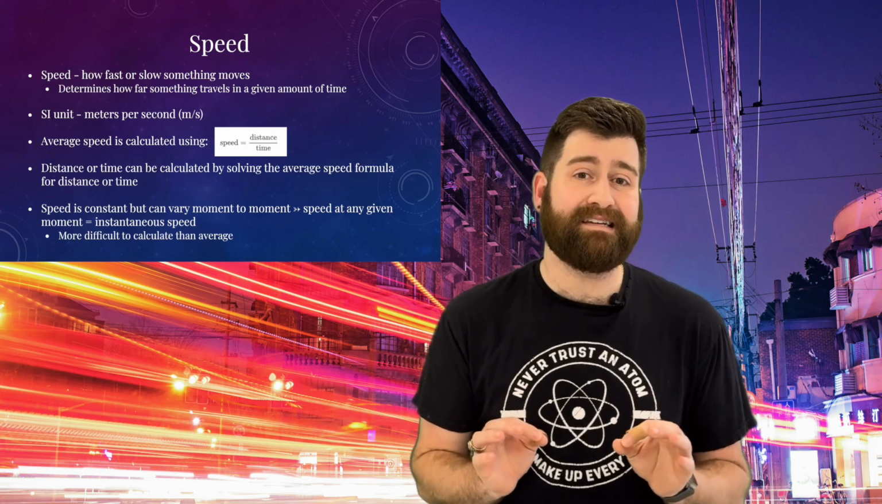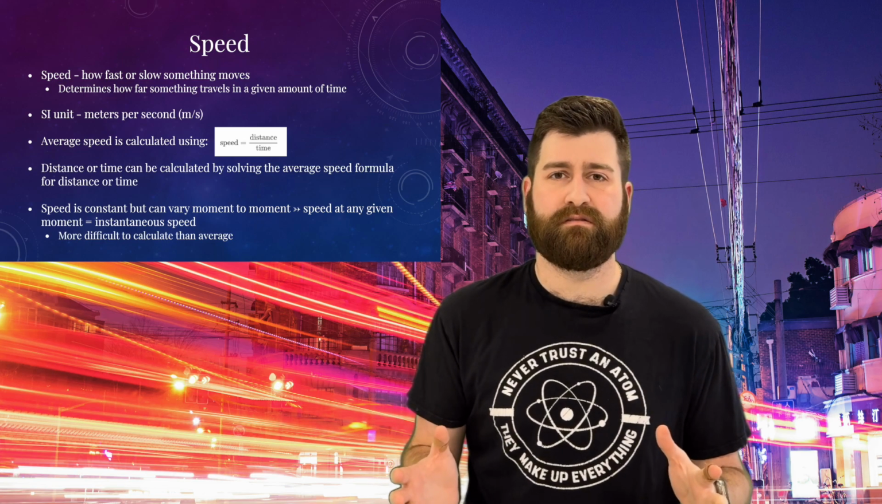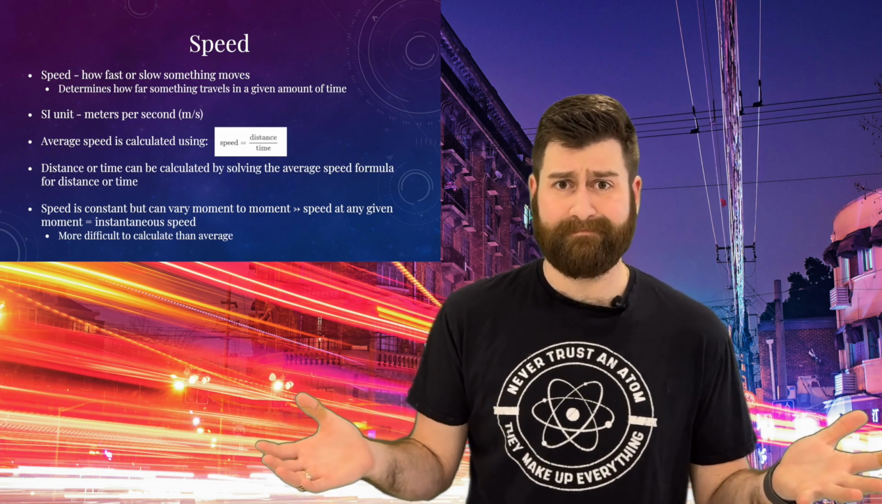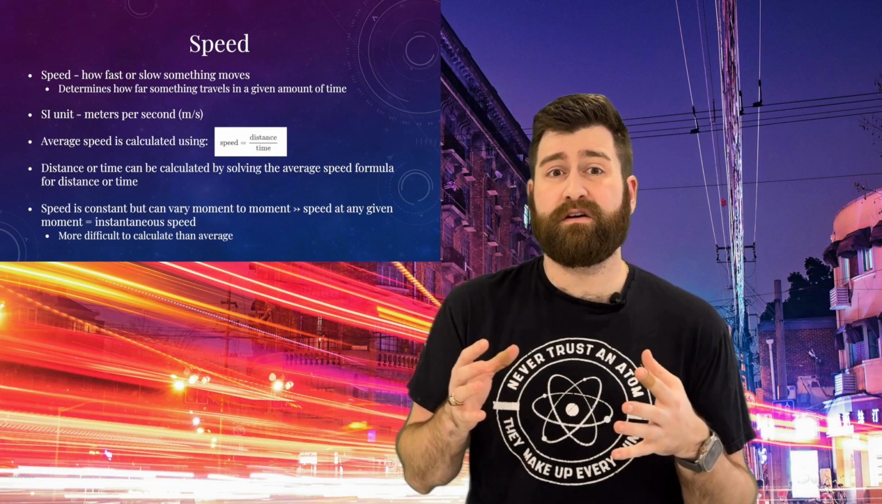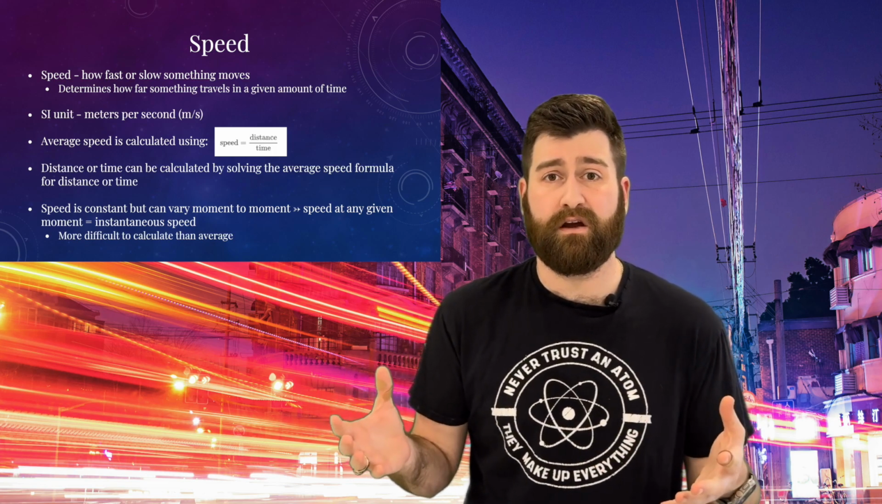Now, speed is constant but can vary moment to moment. What the heck does that mean? We've already talked about this somewhat with the car example I mentioned a minute ago.